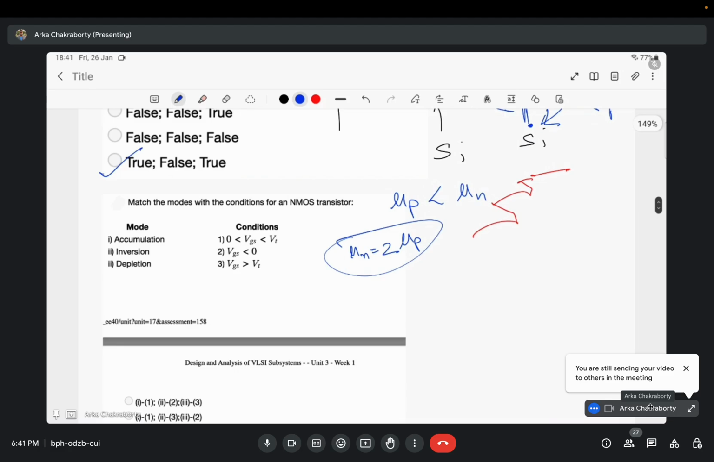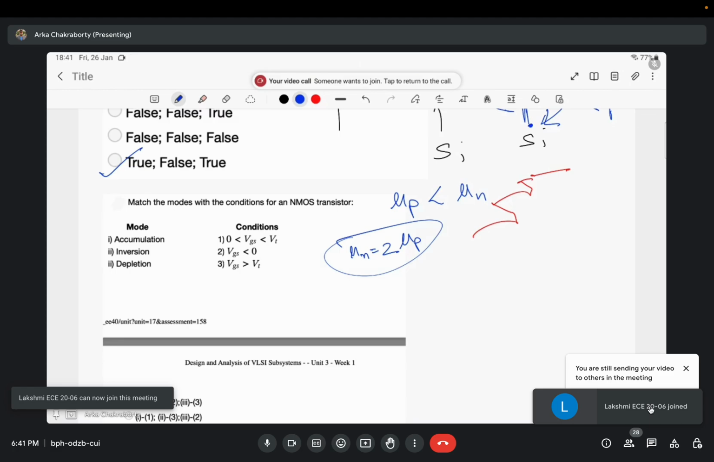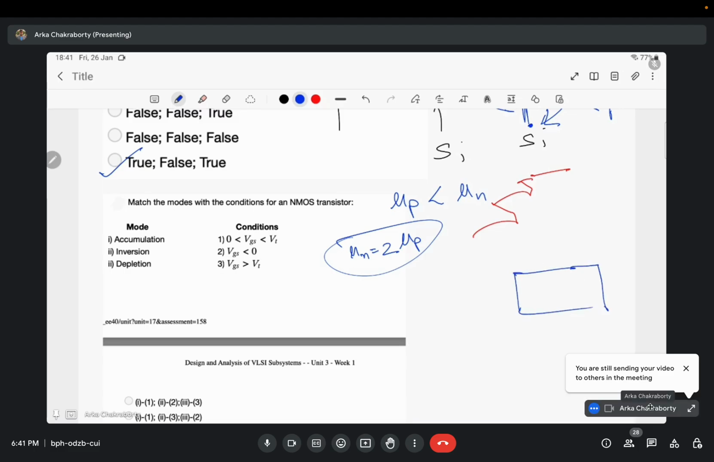Okay, so what happens? I have an NMOS transistor. Metal oxide semiconductor, and it is an NMOS transistor, so the body would be p-type.